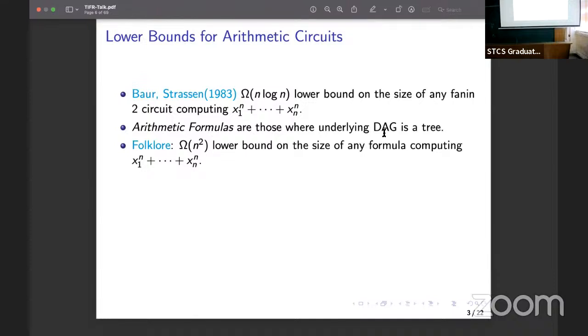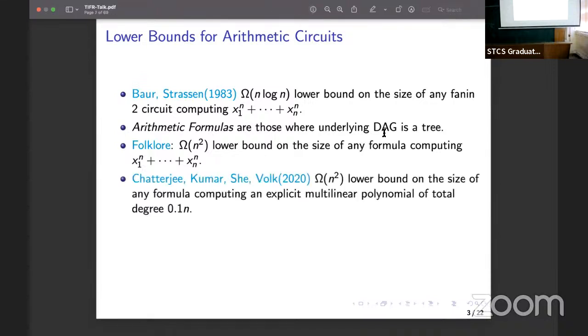This is because the underlying graph has to be a tree, so the out-degree has to be 1. And you want to compute x1 to the n, so you need to have n leaves labeled by x1, n leaves labeled by x2, and n leaves labeled by xn. So there are n variables, each having individual degree n. So you need to have n squared leaves. It's a lower bound, but it's not very interesting because it says that the individual degree is this large. So a natural question to ask is: can you find a polynomial with low individual degree such that any formula computing it must have quadratic size?